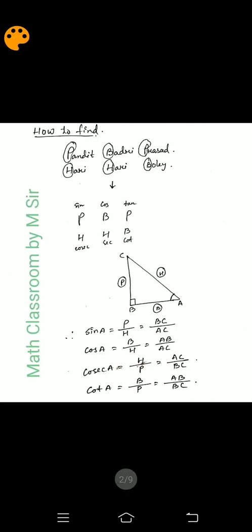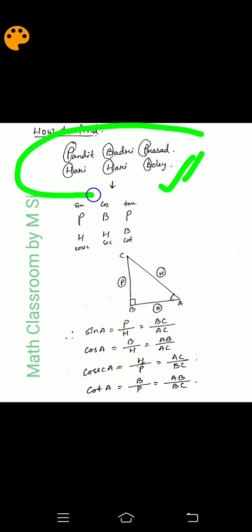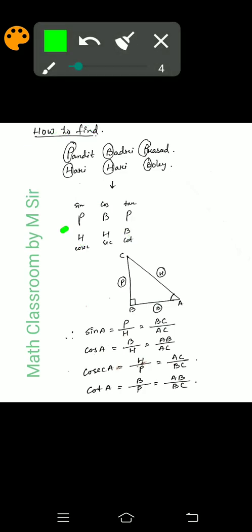Before finding the values of trigonometric ratios, we have to know this trick. There are so many tricks, but I prefer this one as it is very easy to understand. Pandit Badri Prasad Hari Hari Bole, this one is the trick. If we take P from Pandit, B from Badri, P from Prasad, H from Hari, and B from Bole, then we'll get P B P H H B. Here P stands for perpendicular, B for base, and H for hypotenuse.